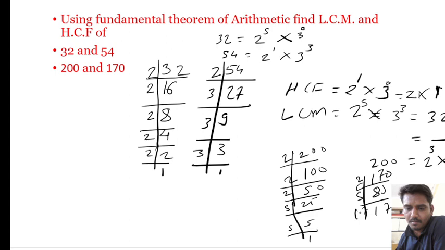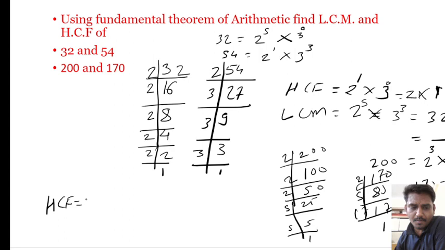Now to find HCF and LCM. According to the definition, HCF of 200 and 170 is the product of minimum powers that occur in factorization of 200 and 170. The different factors are 2, 5, 17. The minimum power of 2 is 1, minimum power of 5 is also 1, minimum power of 17 is 0, as it does not appear in the factorization of 200. So answer is 2 into 5 into 1, that is 10.